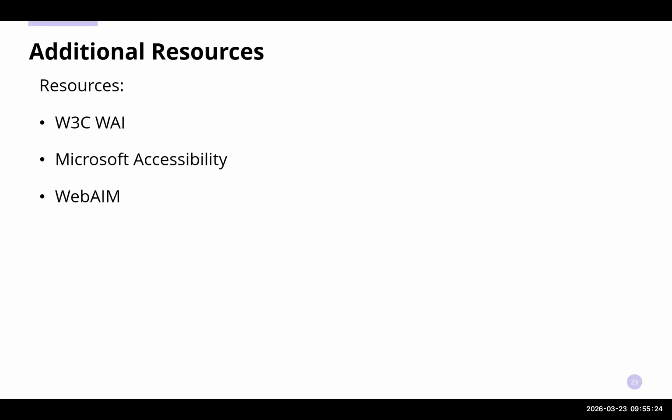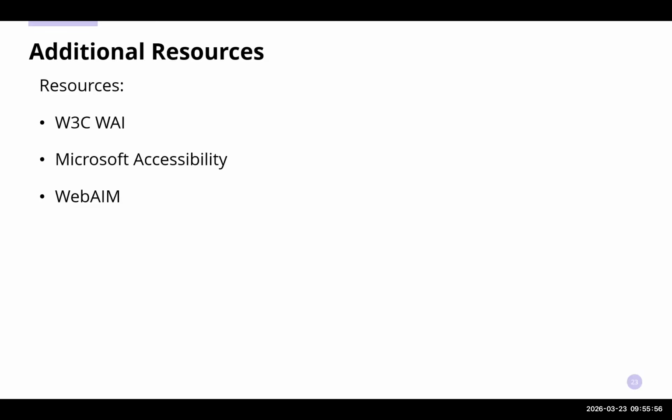Next, we have Microsoft Accessibility, who offers resources specifically for Excel, Word, PowerPoint, and other Microsoft products. The guides and tutorials can really help you implement accessibility features effectively in your documents. We also have WebAIM, which is another valuable resource. They offer various articles, tools, and tips for creating accessible content, including spreadsheets.